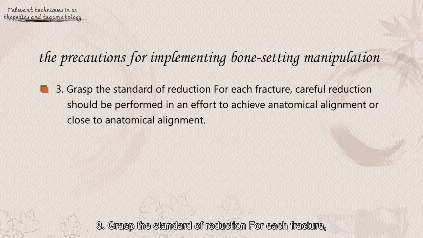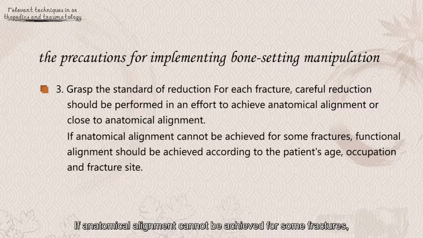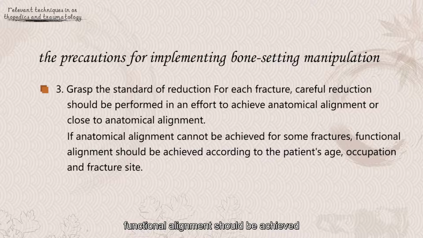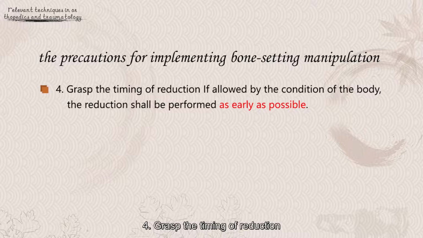The third, grasp the standard of reduction for each fracture. Careful reduction should be performed in an effort to achieve anatomical alignment or close to anatomical alignment. If anatomical alignment cannot be achieved for some fractures, functional alignment should be achieved according to the patient's age, occupation, and fracture site. The fourth, grasping the timing of reduction if allowed by the condition of the body.